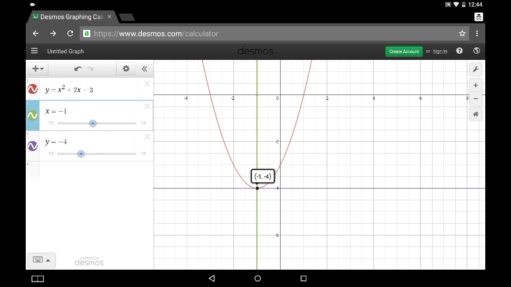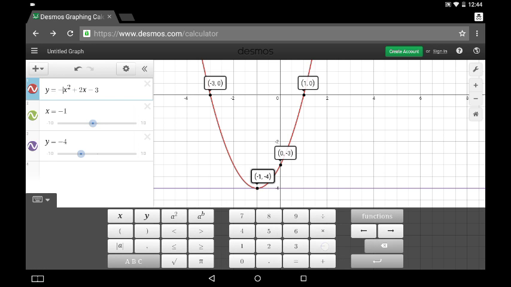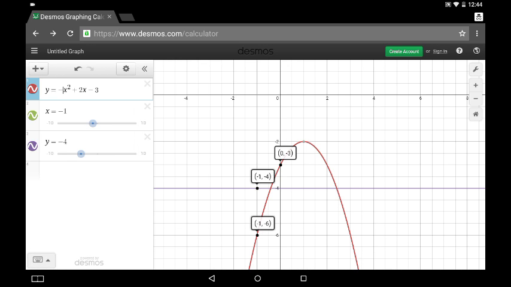Okay, so what are we missing? The y-intercept is right here at (0, -3), and our x-intercepts are here and here at (1, 0) and (-3, 0). And again, those are called the roots. I'm going to take the same equation and flip it upside down. I'm going to make the a value negative. Now look what happened to the entire thing.